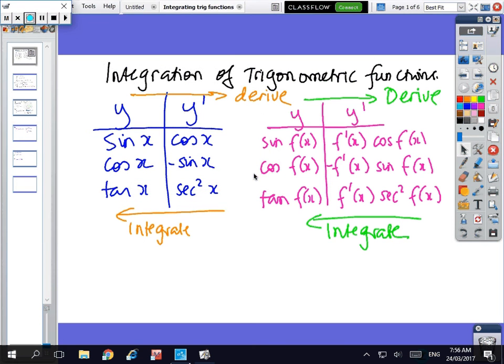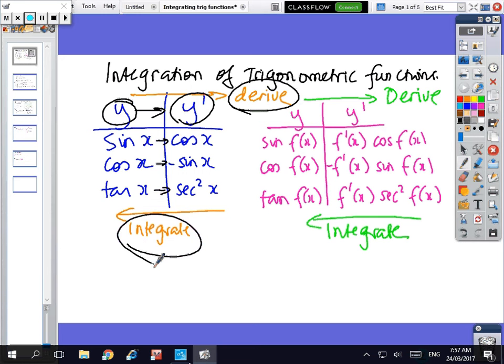Okay, so we're looking at the next part, which is integrating trig functions. We've just done exponential functions, and now we're moving on to trigs. Just to remind you what we're doing: if we've got y, we can get y dash. Sine turns into cos, cos to minus sine, and tan to sec squared. If we're going that way, we're deriving, and if we're going backwards, we're integrating.